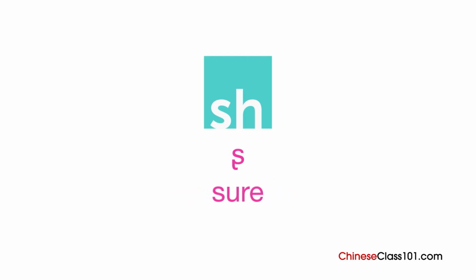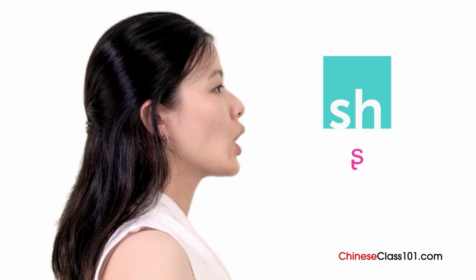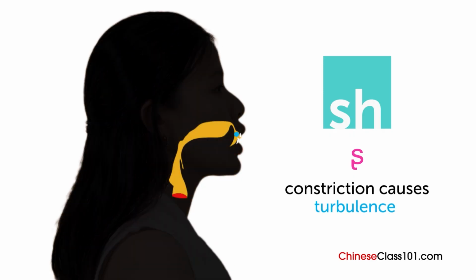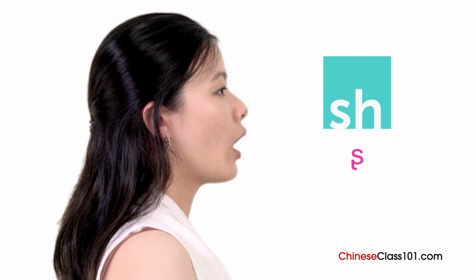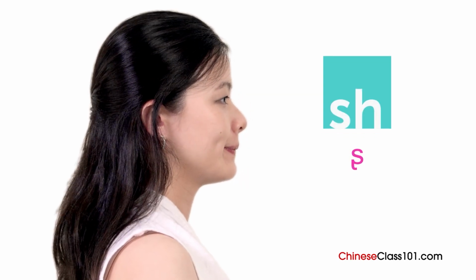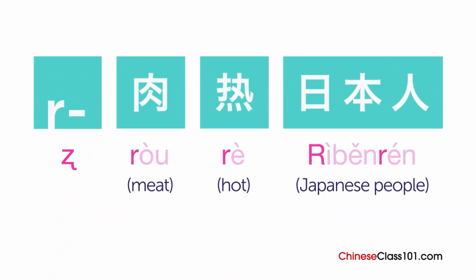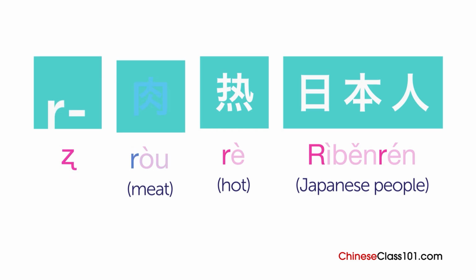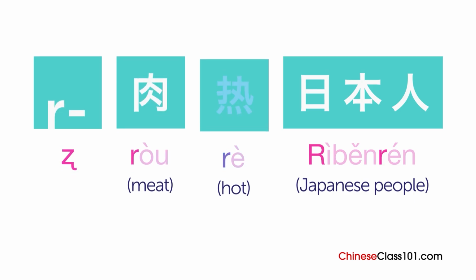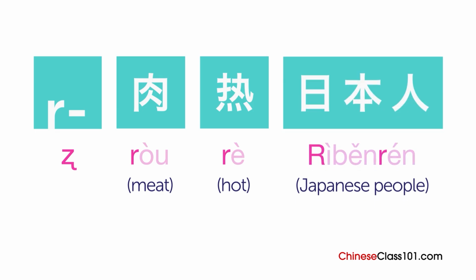Got it? Your tongue should be curled upwards. In fact, it should be in exactly the same position as the over-exaggerated R that we just learned at the beginning of this lesson. Now listen to how Yinru says it. sh, sh, sh. The next consonant is r, 日，肉，热，日本人.